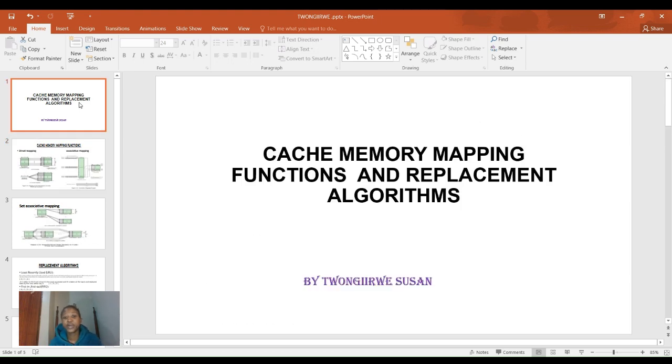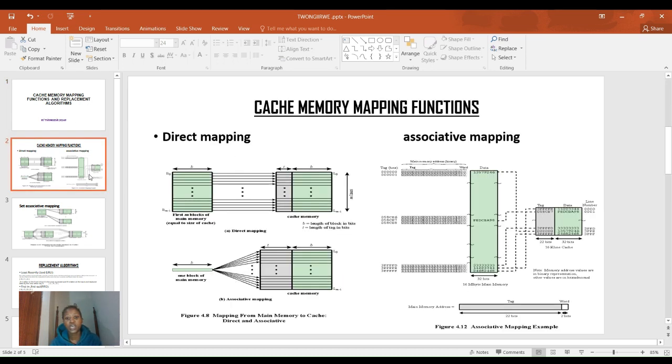Cache memory mapping functions and replacement algorithms. My name is Tunjiro Susan and I'm presenting the cache memory mapping functions first, which are three in number. We have direct mapping, associative mapping, and set associative mapping.